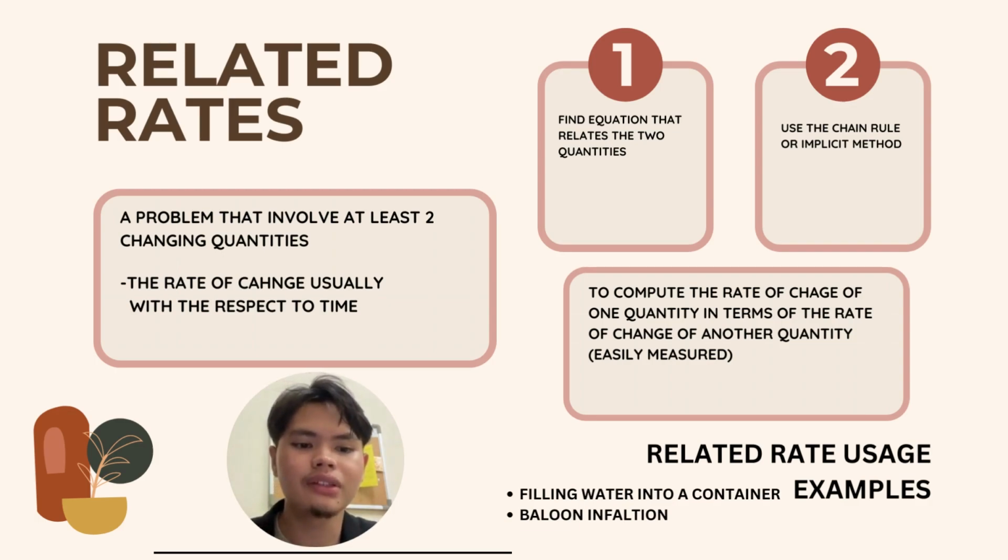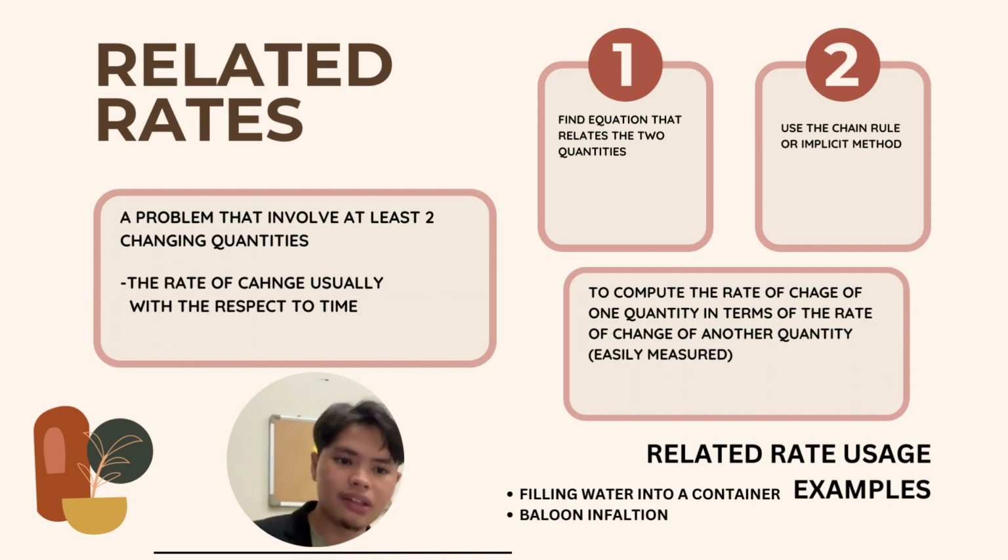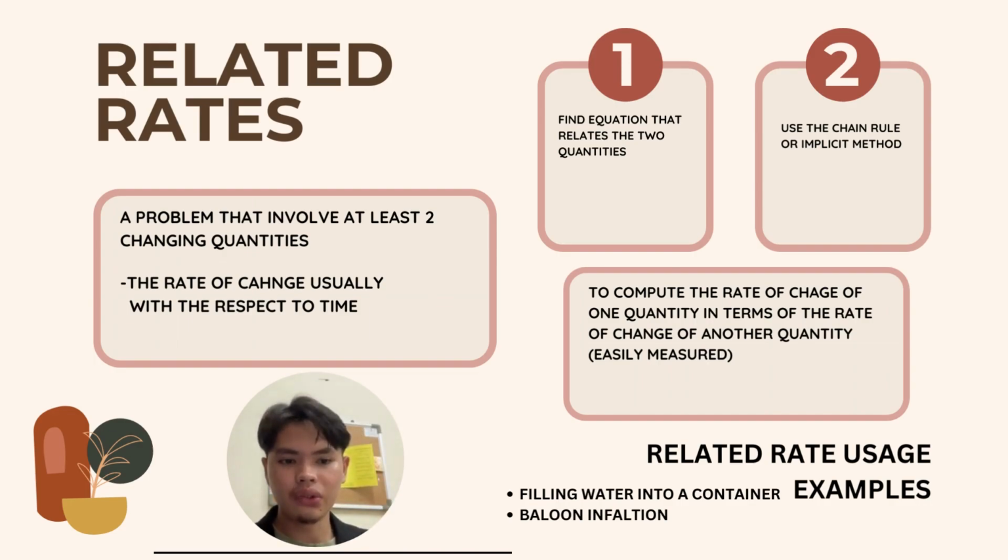Here are some examples of how related rates are used in our daily life. For example, filling a container with water. Suppose you are filling a bathtub or a bucket with water from a faucet. The rate at which the water level rises in the container is related to the flow rate of water from the faucet. By adjusting the faucet flow rate, you can control the rate at which the water level changes.